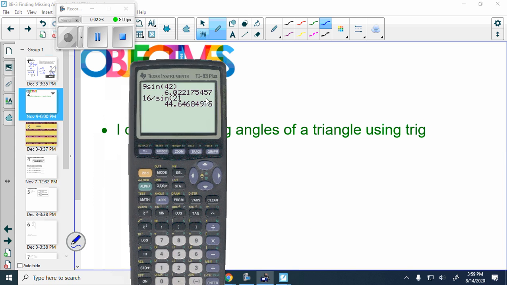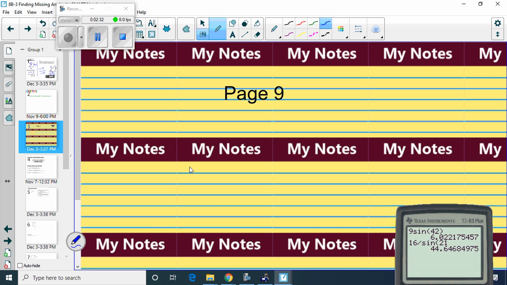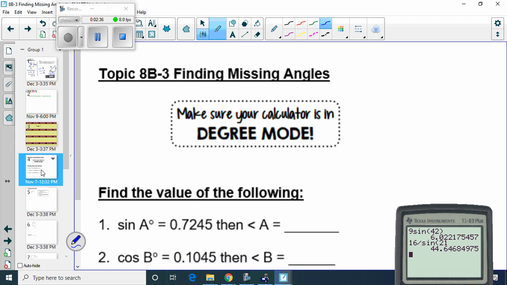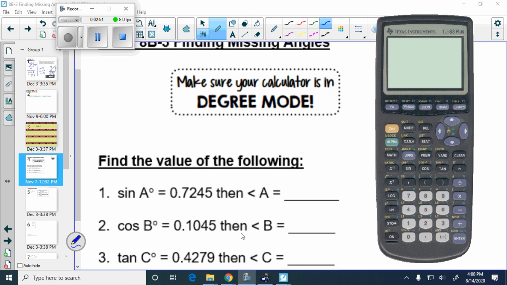The topic today is to find missing angles of a triangle using trig. And you can flip back in your book to the beginning of this day's topic. Again, of course, as I said, make sure your calculator is in degree mode. And we first want to find these things here. So we will use our calculators for this. And it's a little bit different. If you'll notice, now I don't know what the angle is. And I'm trying to find the angle.